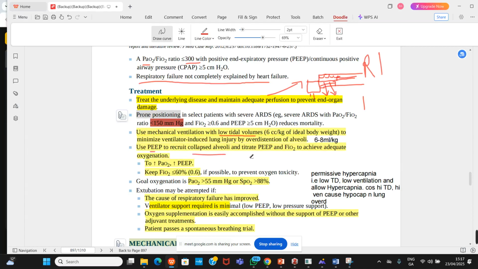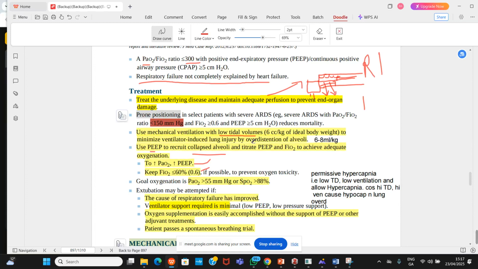If you want to increase oxygenation in them, you are going to adjust the PEEP too, so that you can recruit some collapsed alveoli. But you have to titrate your PEEP and your FiO2, which I'm going to talk about shortly. So to increase oxygenation, increase the PEEP in them. Also increase FiO2, but don't make it more than 60%.